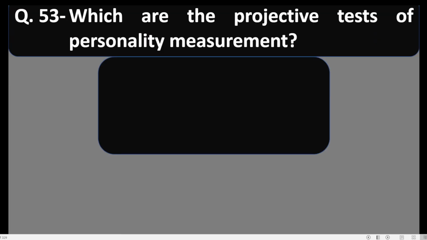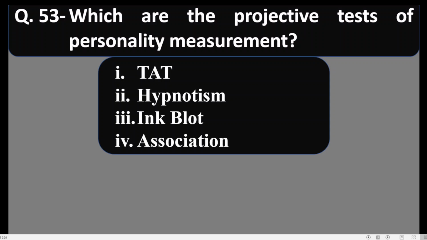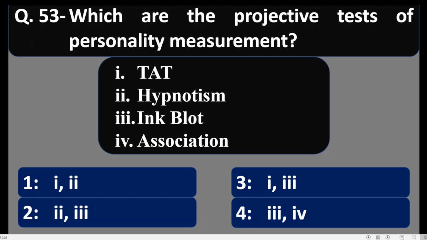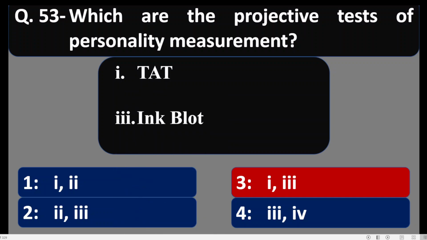Question number 53. Which are the projective tests of personality measurement? Number 1, TAT, thematic apperception test. Number 2, hypnotism. Number 3, ink blot. Number 4, association. By observing the options given here and the tests mentioned here, only 2 tests can be called projective tests of personality measurement, and these 2 are TAT and ink blot. Option number 3 is correct, where it is written 1 and 3. So TAT and ink blot are projective tests of personality measurement.